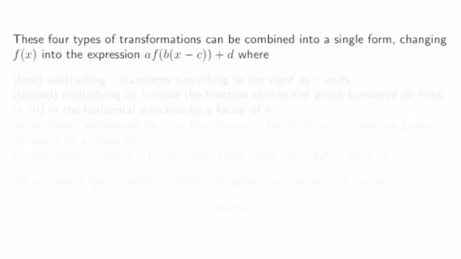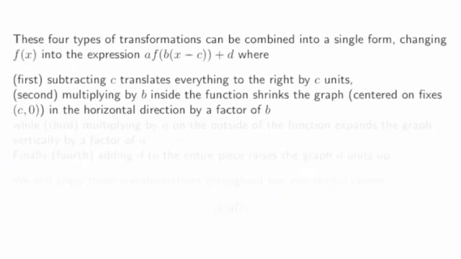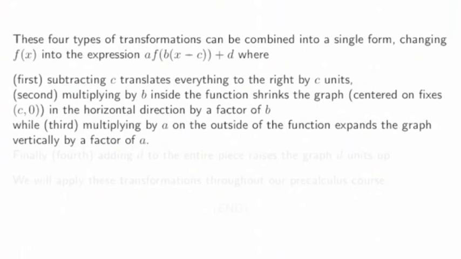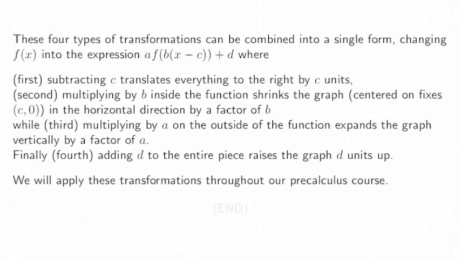These 4 types of transformation can be combined into a single form, changing f of x into the expression a times f of (b times x minus c) plus d. That means that first we subtract c, so we translate everything to the right by c units. After that, we multiply by b on the inside. That shrinks the graph in the horizontal direction by a factor of b. Finally, multiplying by a on the outside and then adding d expands vertically by a and shifts up by d. We will apply these transformations throughout our pre-calculus course.